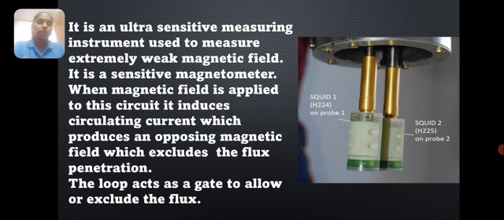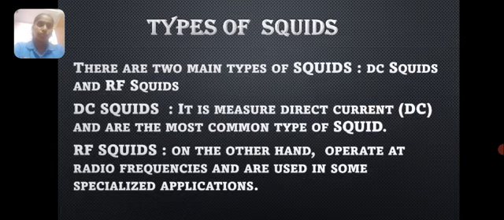When a magnetic field is applied to this circuit, it induces a circulating current which produces an opposing magnetic field that excludes the flux penetration. The loop acts as a gate to allow or exclude the flux. Types of SQUIDs: there are two main types, DC SQUIDs and RF SQUIDs. DC SQUIDs measure direct current and are the most common type. RF SQUIDs, on the other hand, operate at radio frequencies and are used in some specialized applications.